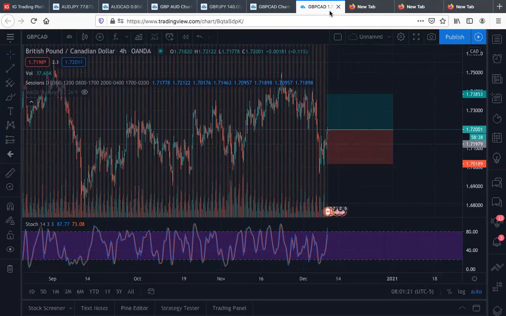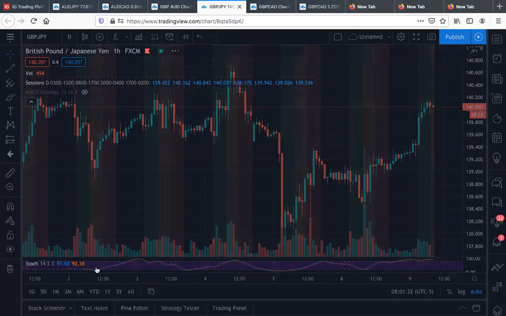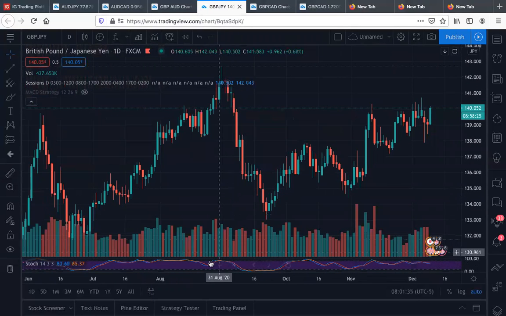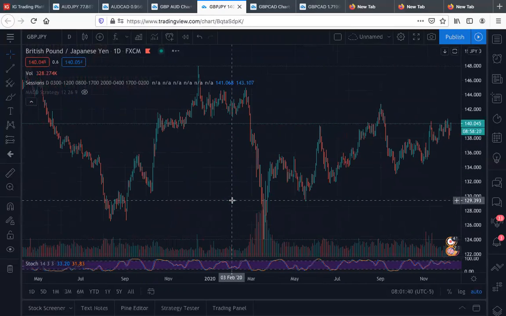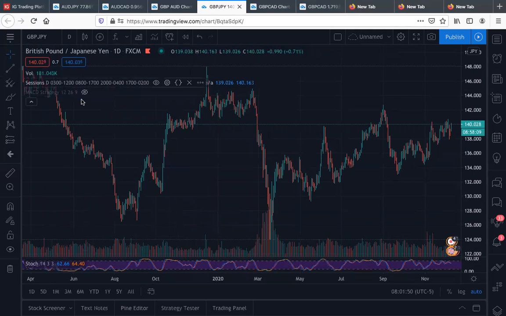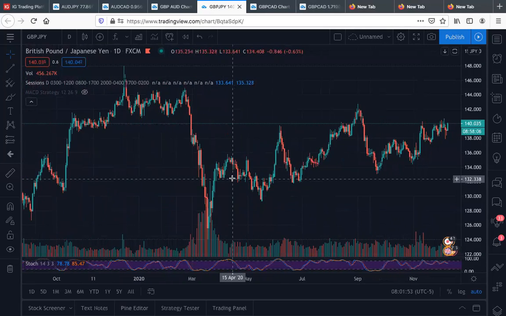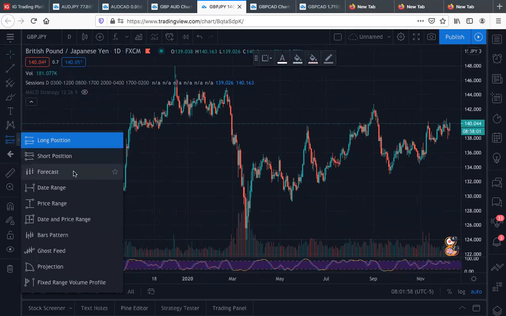Yeah, so that's that same thing. That's about where I would put it. Now let's go to Great British Pound, Japanese Yen. We got that cross, but at the same time, we have broken this next level. So we could be talking about the same thing.